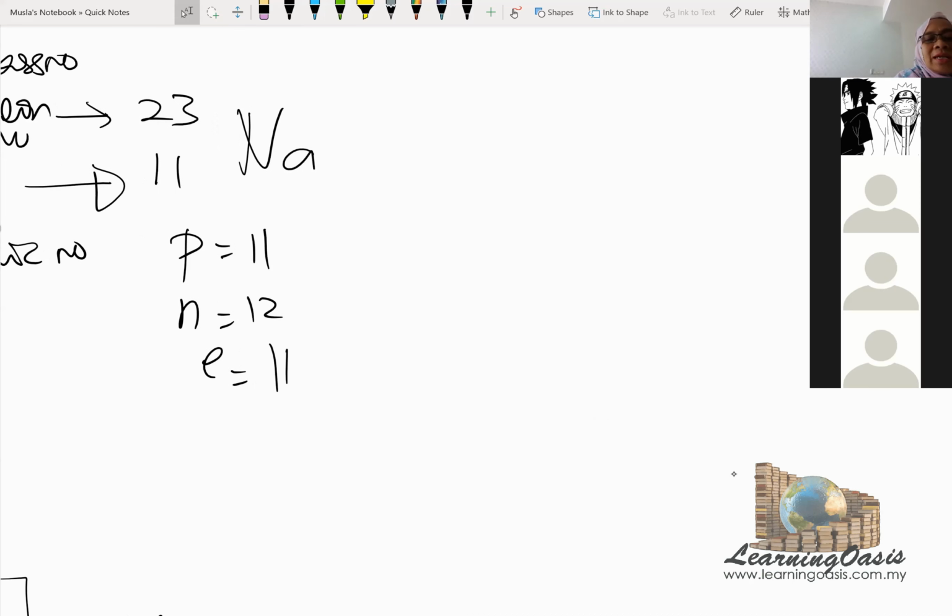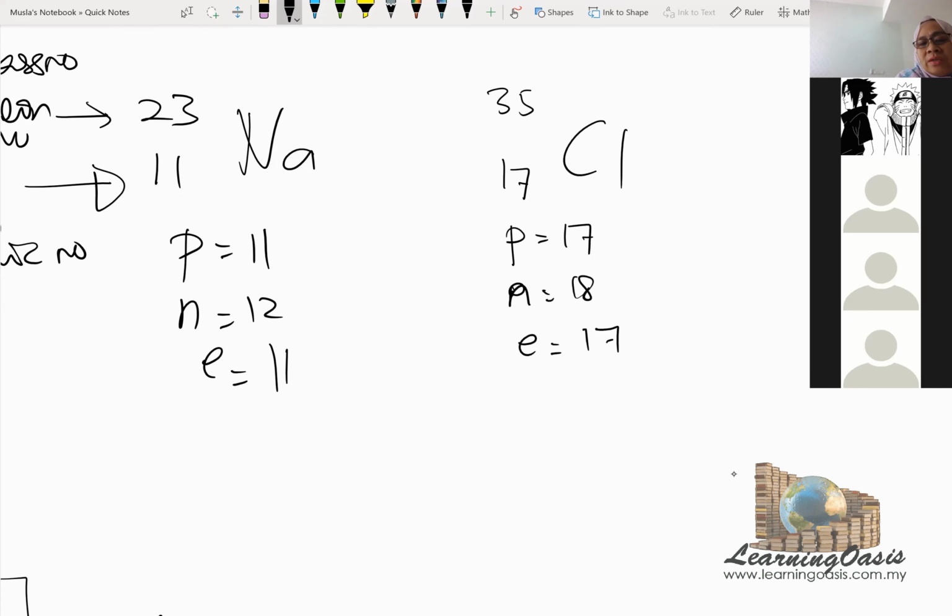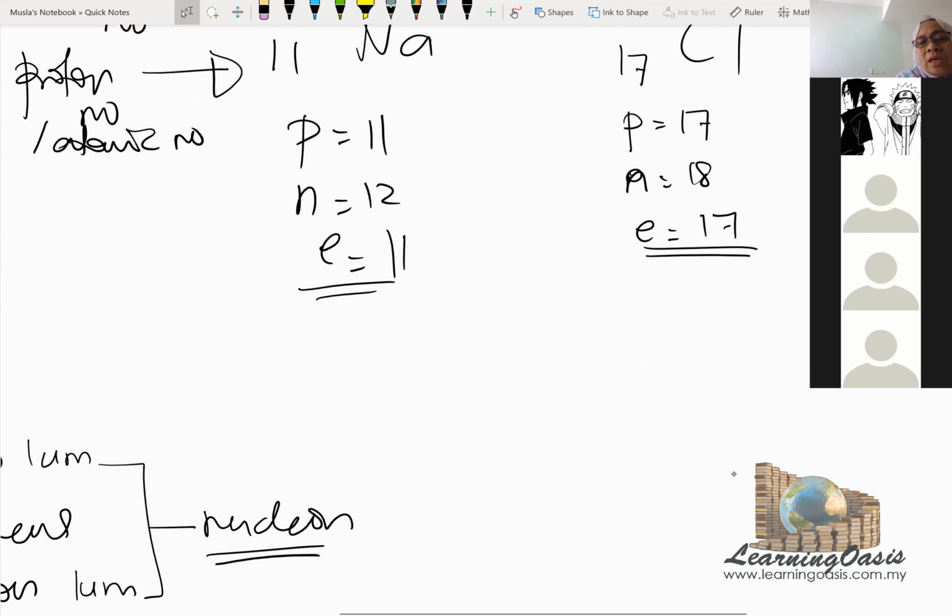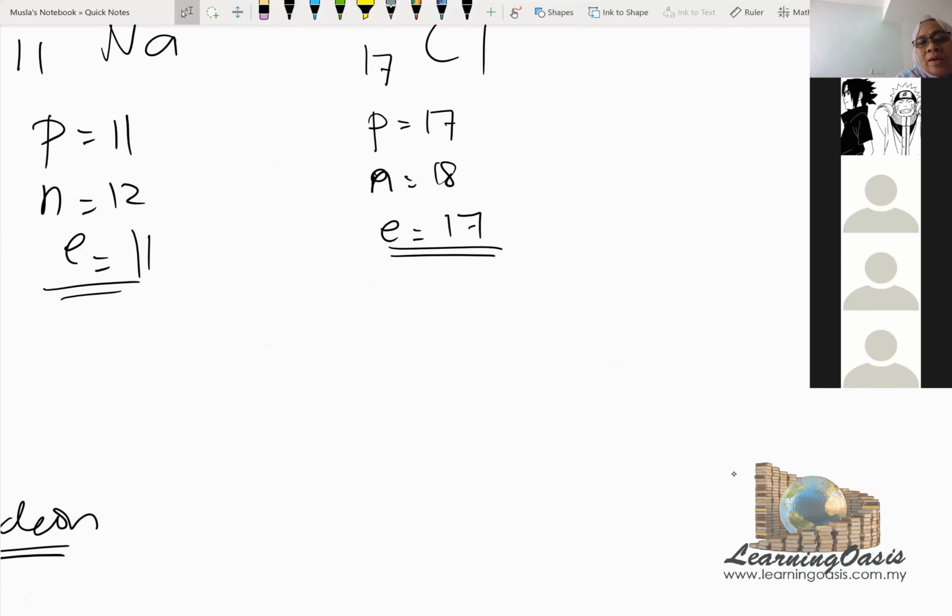Okay. Now next, if I give you chlorine 35, 17, so proton equals 17, neutron equals 18, electron equals 17, right? So this electron is arranged in orbitals. So remember, the innermost orbital can occupy how many? 2.